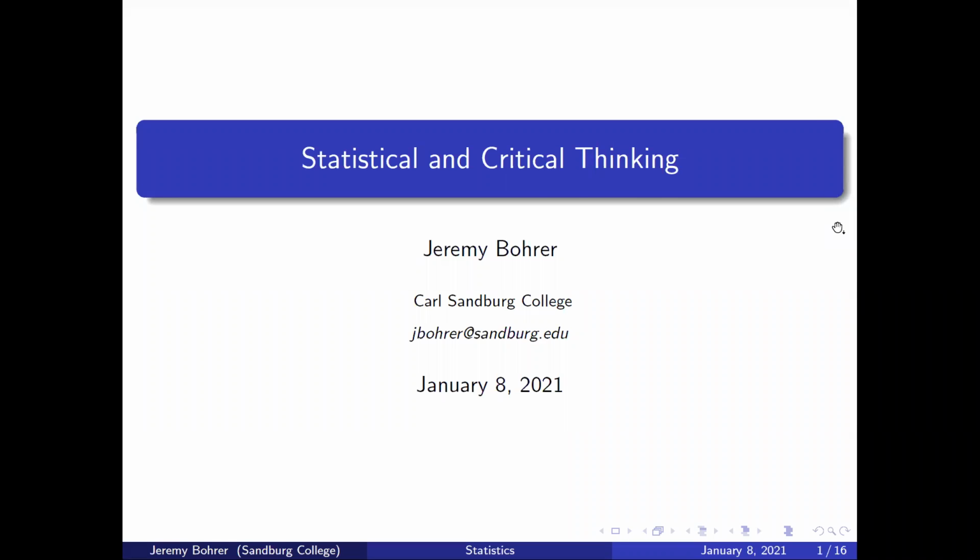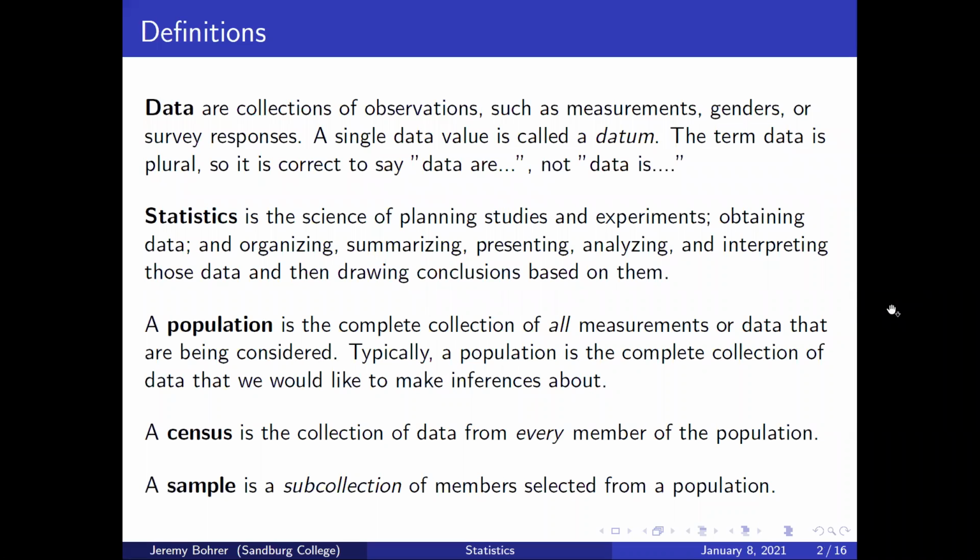In this video, we're going to look at section 1-1 in the book, Statistical and Critical Thinking. Start with some definitions. Data are collections of observations, such as measurements, genders, or survey responses. A single data value is called a datum. The term data is plural, so it's correct to say data are, not data is.